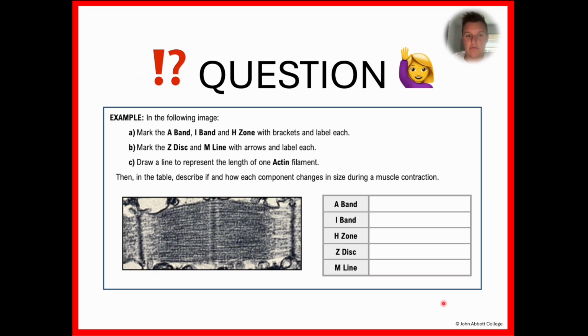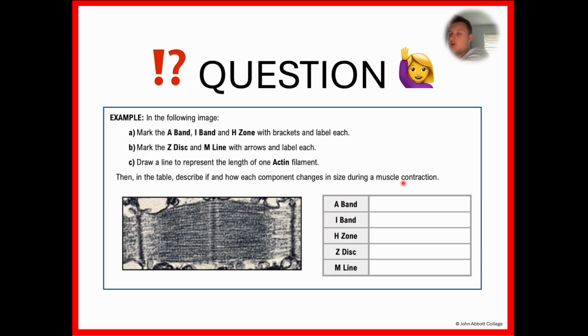Okay, now, over here, I want you to pause the video, and this is actually a real electron microscope image showing the filaments, right? And so I want you to mark here the various things that they ask: A band, I band, H zone, the M line, Z line, the actin, right? And then over here it says use the table to describe each component change in size during a muscle contraction. It could get bigger in size, smaller in size, or not change in size, okay? So pause the video and take a crack at this.